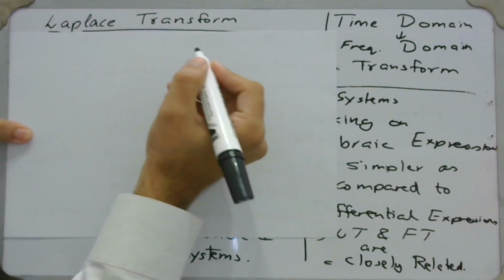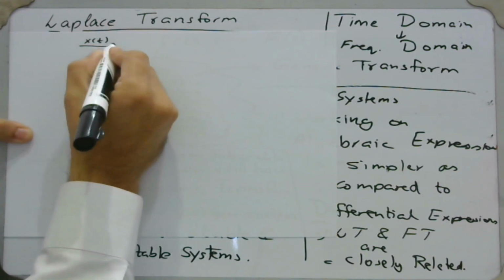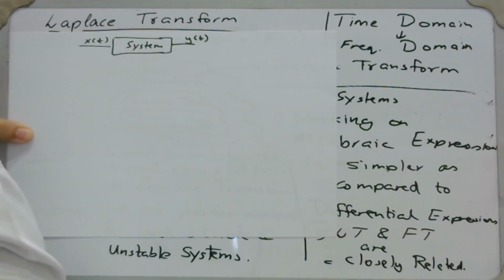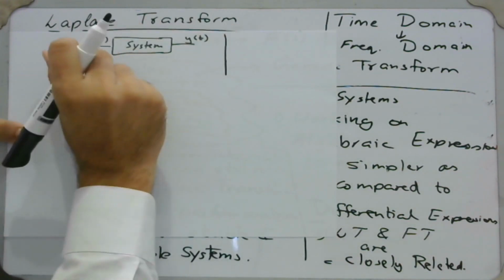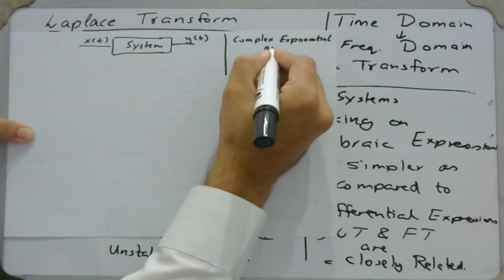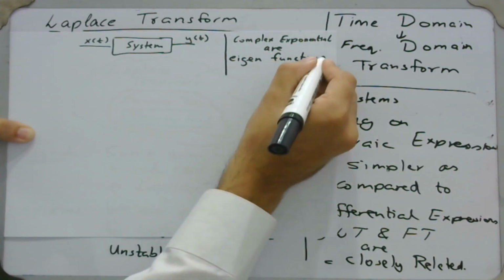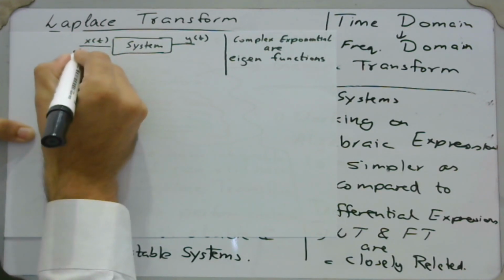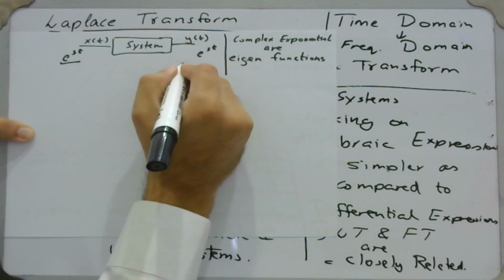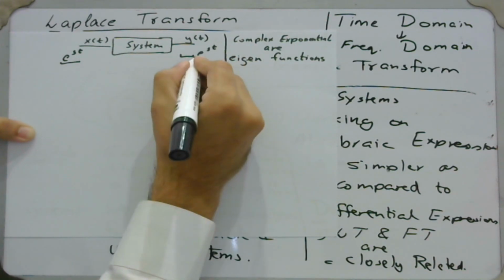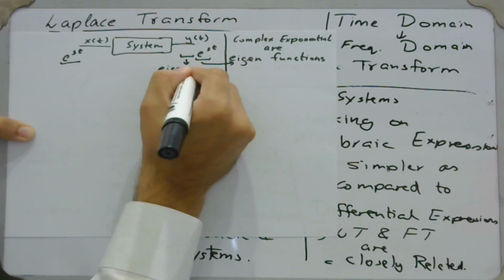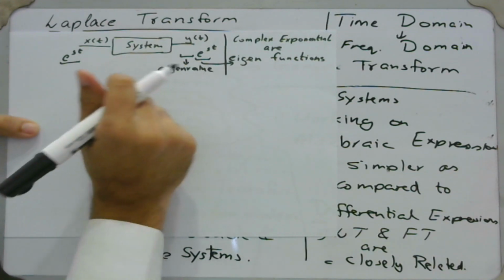Let us look into a general input-output system model. And we know that complex exponentials are the eigenfunctions. That is, if you set x as e to the st, you are going to get the same eigenfunction at the output multiplied by some eigenvalue. So this is our eigenfunction, and this value would correspond to an eigenvalue. Let us see what would be the eigenvalue.